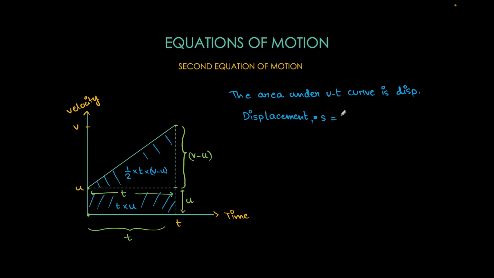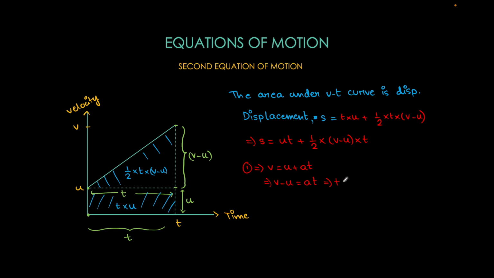So S will be what? T into U, the area of the rectangle, plus half into T into V minus U. So we can just rearrange this. Okay, so we can write S is equal to U T plus half into V minus U into T. Right? I have just rearranged everything. Now, from the first equation of motion, what do we have? We have V is equal to U plus AT. Right? If we take U to the other side, what we can write is that V minus U is equal to AT.